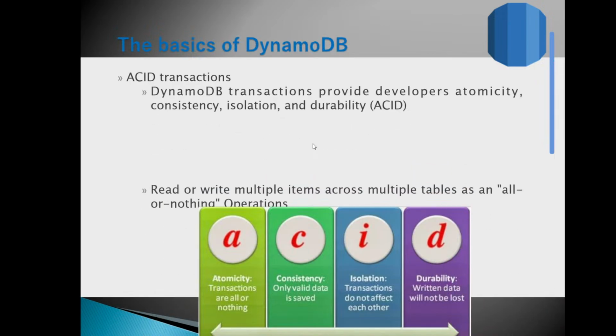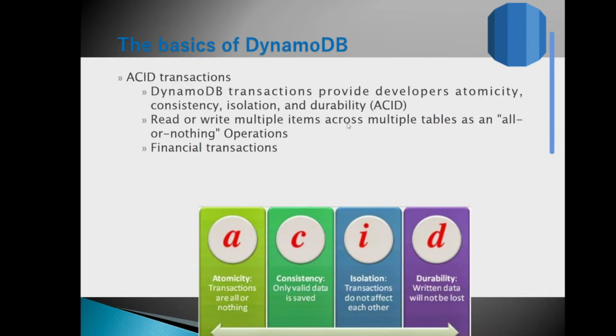DynamoDB supports ACID transactions. That means if there are multiple tables available and you want to update all the tables together, let's say there are 4 tables, and you want to update all 4 tables together, it is called an ACID transaction, or you should not update any one of the tables. DynamoDB transactions provide developers atomicity, consistency, isolation, and durability. Read or write multiple items across multiple tables as an all-or-nothing operation. DynamoDB supports that.